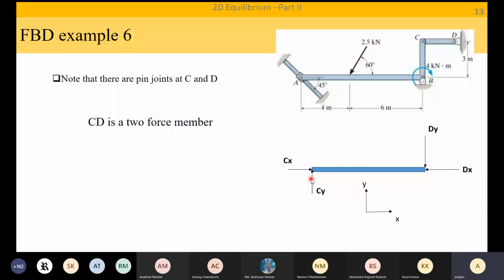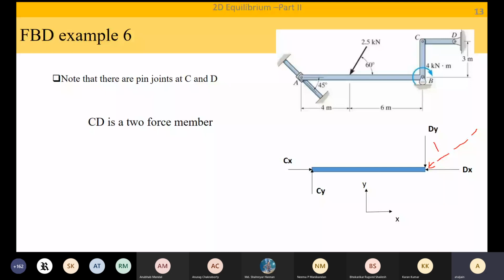Yes, sir. Okay. Now I have dx, dy. Can I write the resultant of dx, dy? Both of them are acting at point D. So can I replace these two by a single force RD?